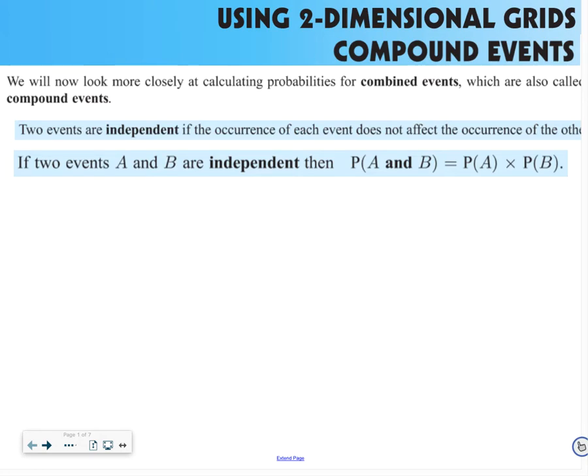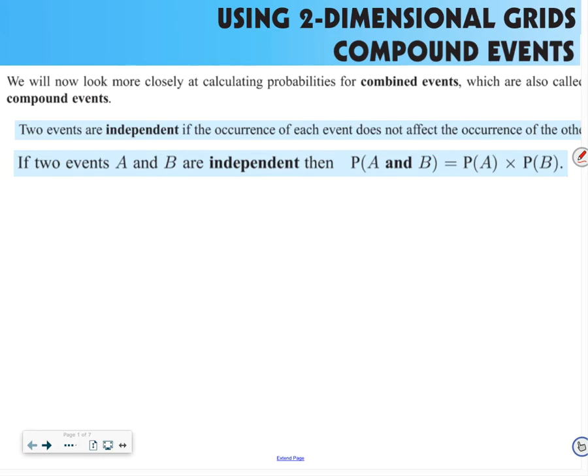All right, mathletes, here we are looking at compound events and using two-dimensional grids to help us solve those compound or combined events. Okay, so combined events, and when we're looking at two or more events, we call these compound events.